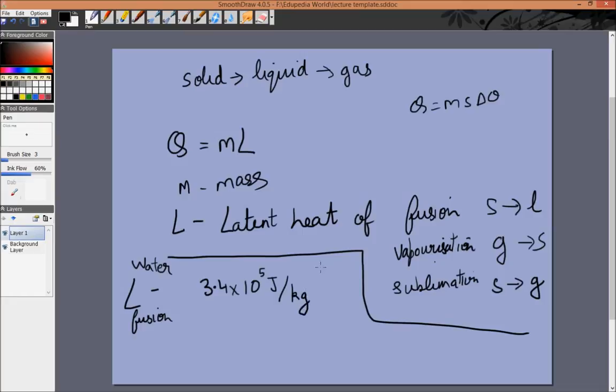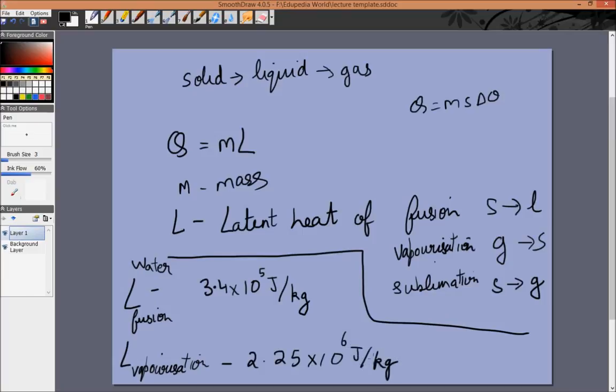That means to boil 10 kilograms of water from 100 degrees centigrade water to 100 degrees centigrade steam, it would require 34 times 10 to the power 5 joules. Right. The latent heat of vaporization of water is, sorry, this was fusion, I should have said ice to water. In this case it's water to steam. 2.25 into 10 to the power 6 joule per kilogram.